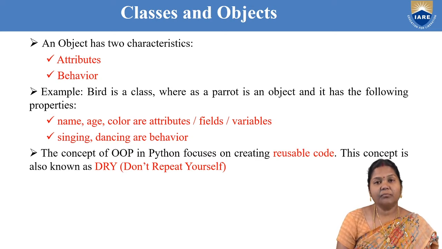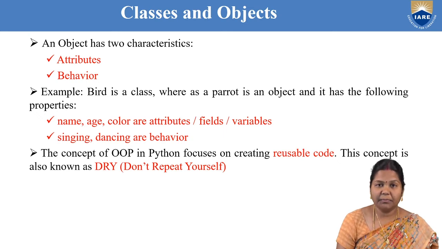For example, if you take bird as a class, then parrot is one of the objects, pigeon is one of the objects, and every bird or every instance of the bird like parrot or pigeon has the important properties. So what are the properties or attributes? Every bird will have a name, age, color. These are the attributes or fields or variables. And a bird can sing or dance. So singing, dancing are known as the behaviors. So every object shows these two characteristics, that is attributes and behavior.